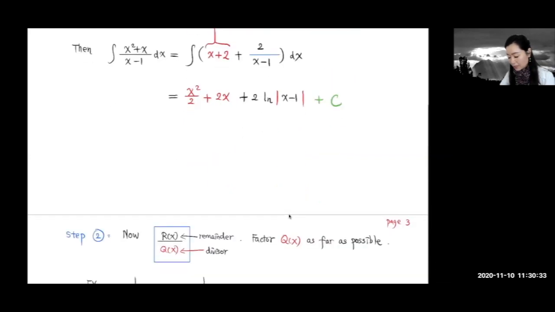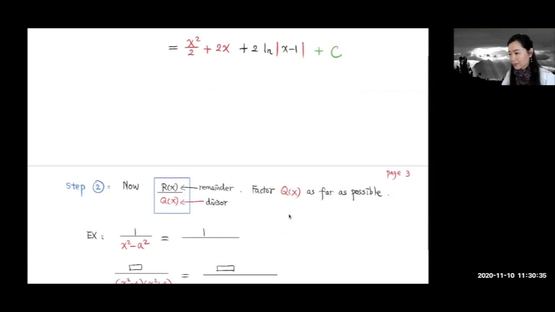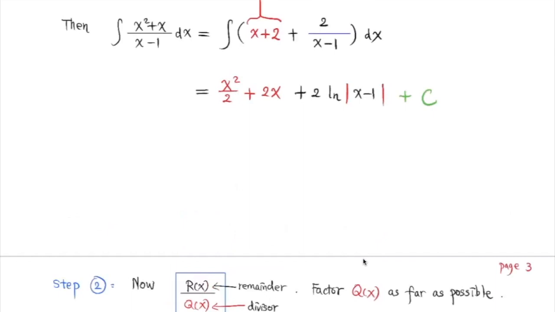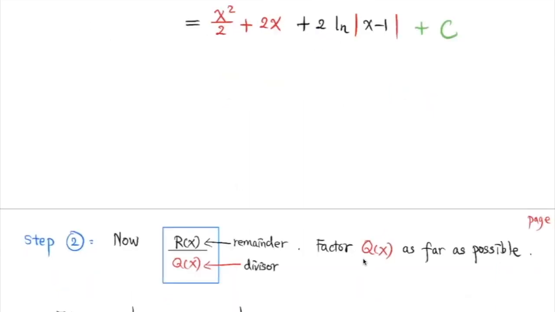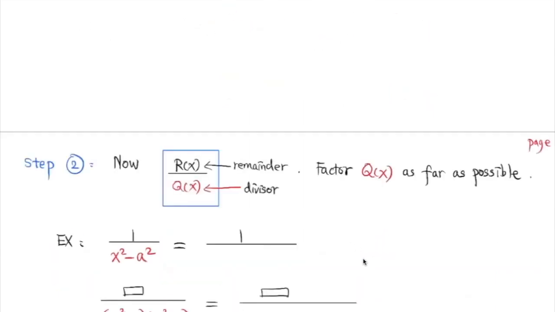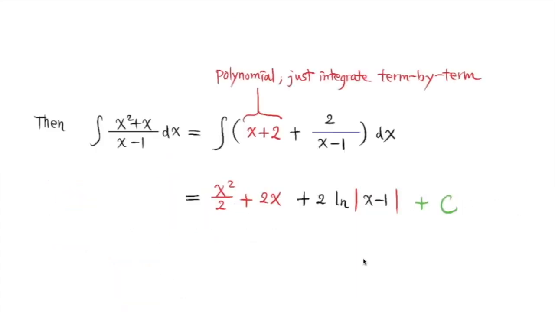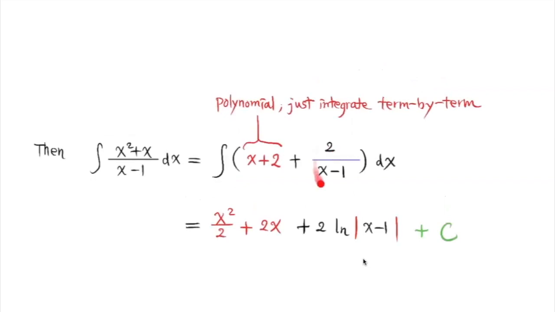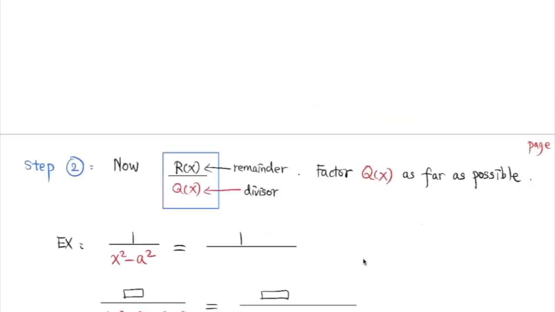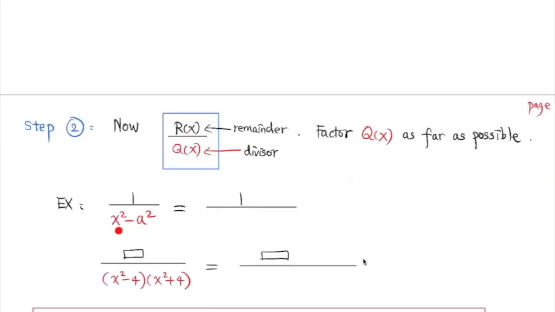Now, ready to move on to the next step? Are you guys good? Okay. So the next step over here, now we're going to focus on this remainder over divisor part. This part here, in this case, you don't need to do anything. You can just go ahead and get the antiderivative. But sometimes it's different, like something like this. So when you have this remainder over divisor part, it's like this.